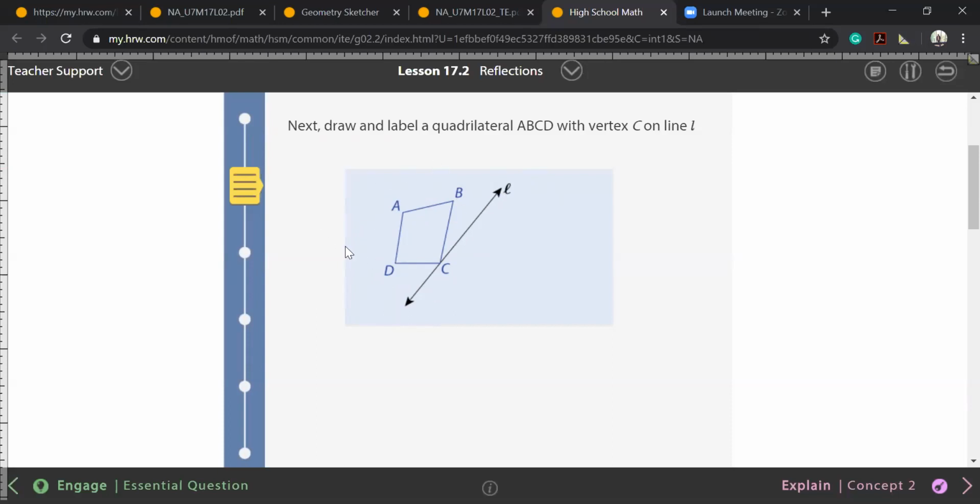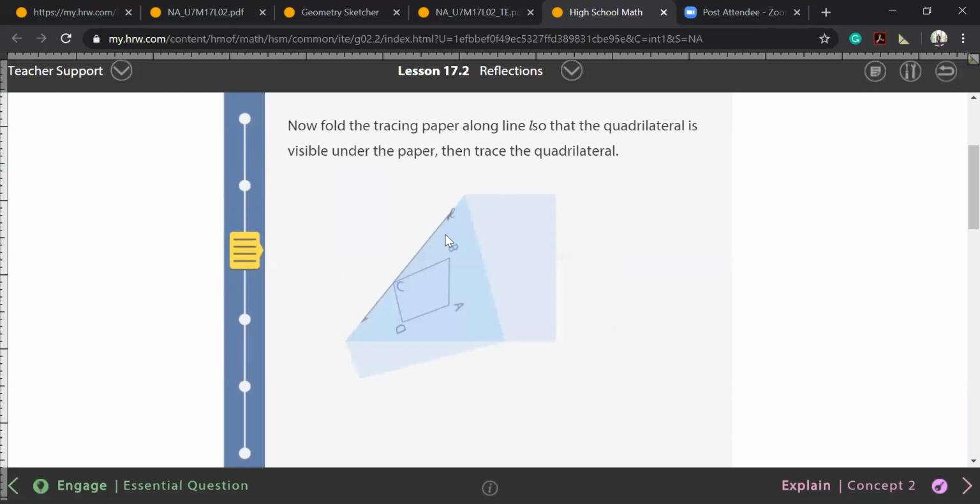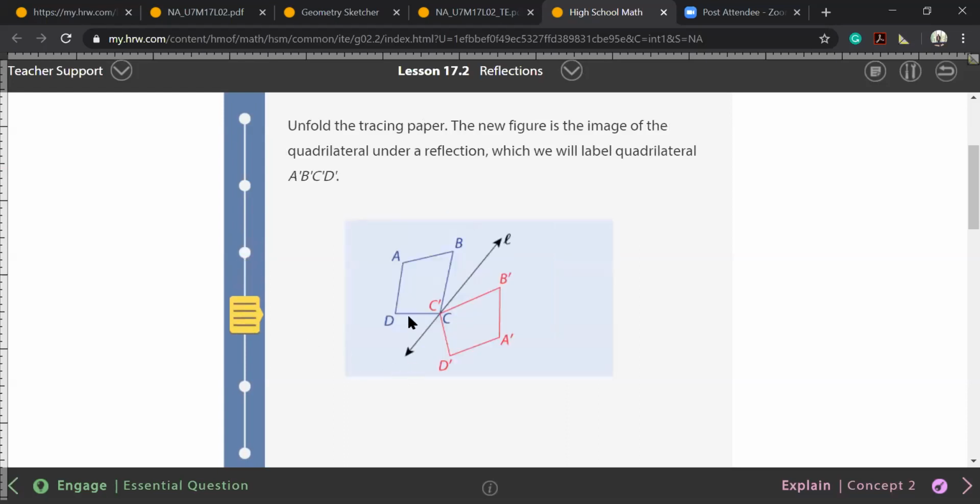What will happen to my paper if I fold it across line N, like this? Did you see what happened? We folded the paper, and then using your pen, I'm going to draw A, B, C, and D. This is called tracing. Then this will happen. I reflected A, B, C, and D to this figure. So this is A prime, this is B prime, this is D prime, and this is C prime.